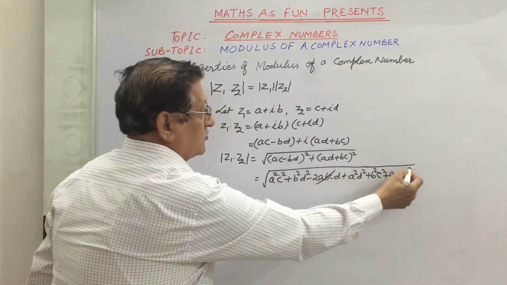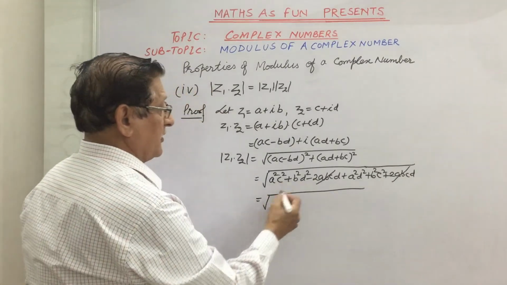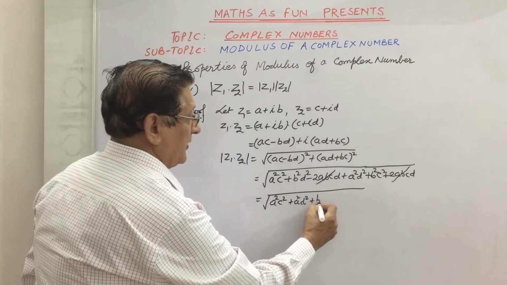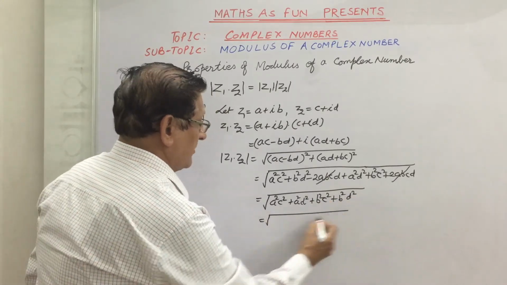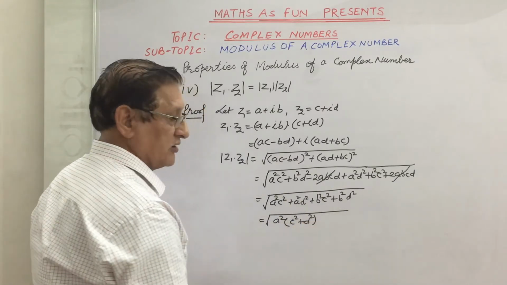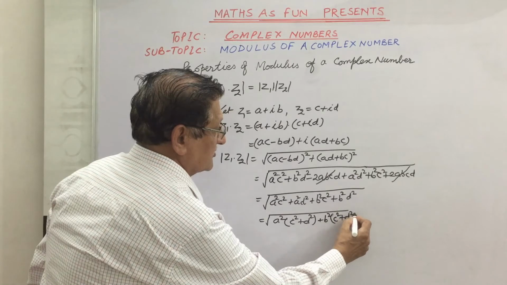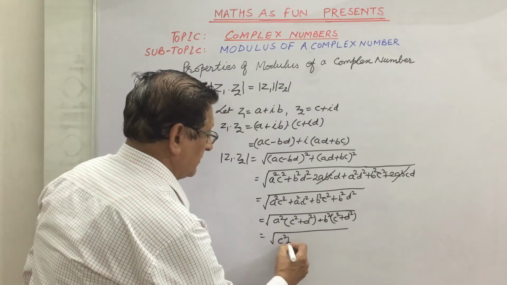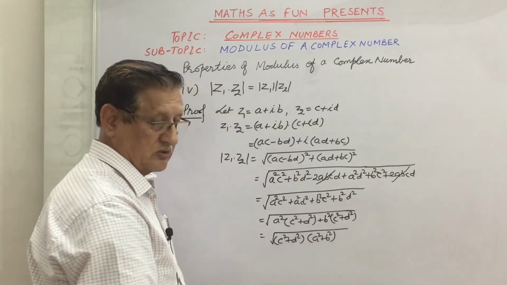This 2abcd and 2abcd will cancel each other. Now, if we arrange the remaining parts like a square c square plus a square d square plus b square c square plus b square d square, then we get a square common from these two, and that is c square plus d square, and b square common in these two into c square plus d square. If we take c square plus d square common, this becomes (a square plus b square) in multiplication with (c square plus d square).